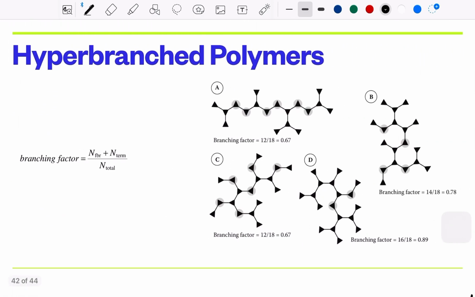And there are some factors which we call the branching factors. Okay. So N is the number of functional groups. BR is for the branching, and Term is for the terminations. Okay, and total is the total molecules. So all the examples here show you how to compute the factors. Okay? So you see that the total is 80.